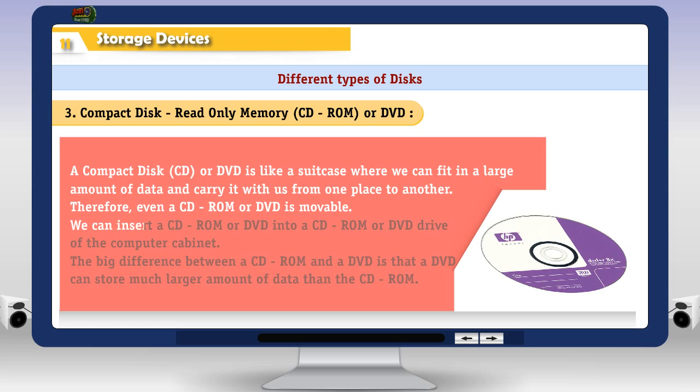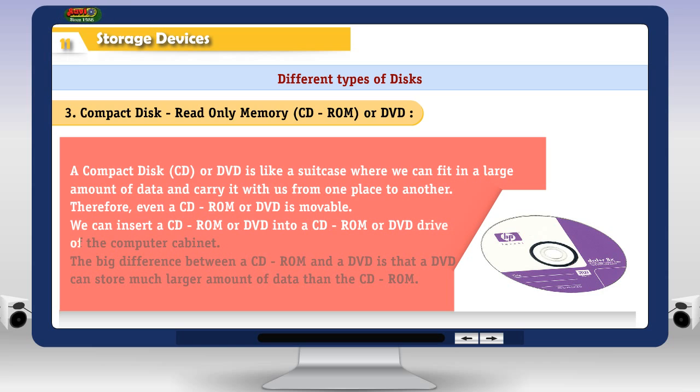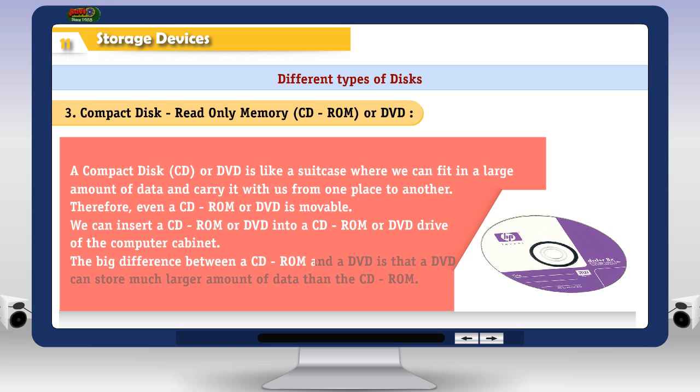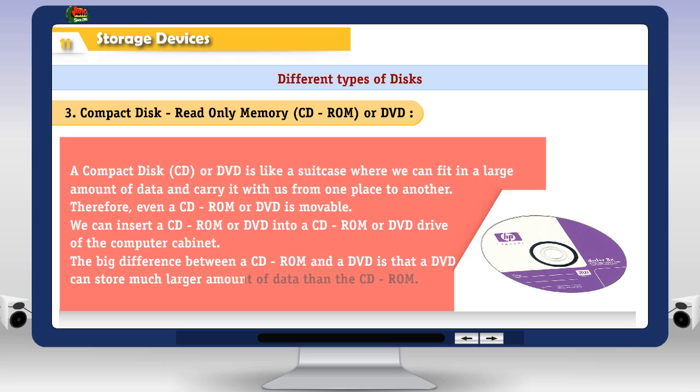We can insert a CD-ROM or DVD into a CD-ROM or DVD drive of the computer cabinet. The big difference between a CD-ROM and a DVD is that a DVD can store a much larger amount of data than the CD-ROM.